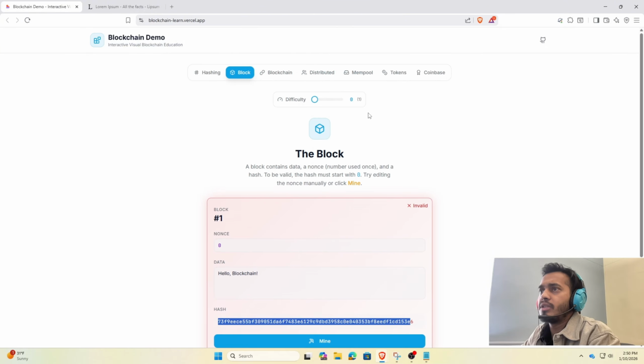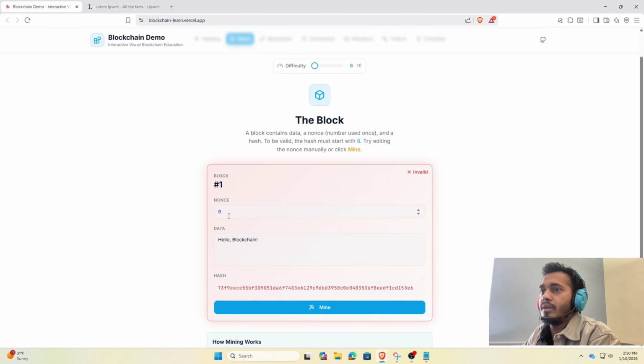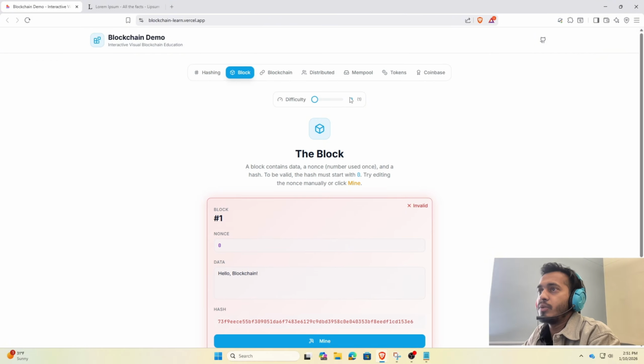So let's start with a single zero. If your hash only needs to start with a single zero, your system is less secure and it can be easily broken and solved, right? So for this data and this block number, what should the nonce be? What number, when all of these are combined, produces a hash that starts with a single zero?